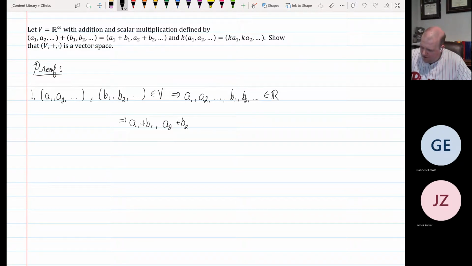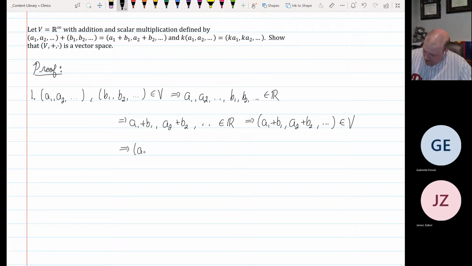Well, again, if you add real numbers together, the result is a real number. So then this ordered, let's call it infinity tuple, would be in V. And so the sum of these two is in V, so we have closure.